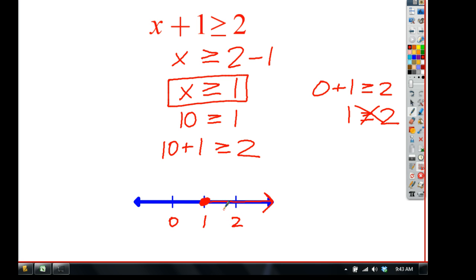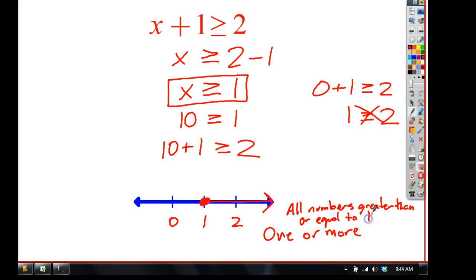If I wanted to write this in English, we could say 1 or more. Or you could say all numbers greater than or equal to 1. Another one we could say is a minimum of 1. All of those say the same thing.